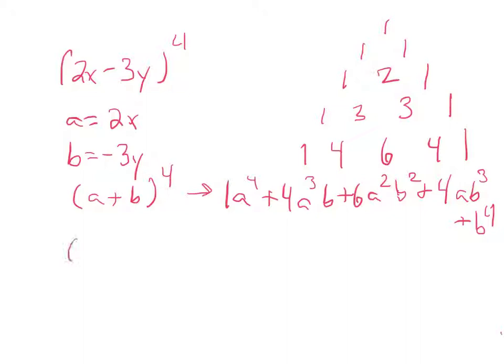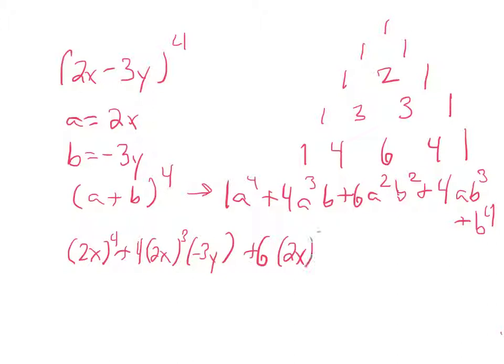But I also now know that a is 2x and b is negative 3y, so I can do a substitution. 2x to the 4th power for the first term, plus 4 times 2x cubed times negative 3y for the second term, plus 6 times 2x squared times negative 3y squared, plus, I'll see if I can stuff this in, 4 times 2x times negative 3y cubed, plus negative 3y to the 4th power.